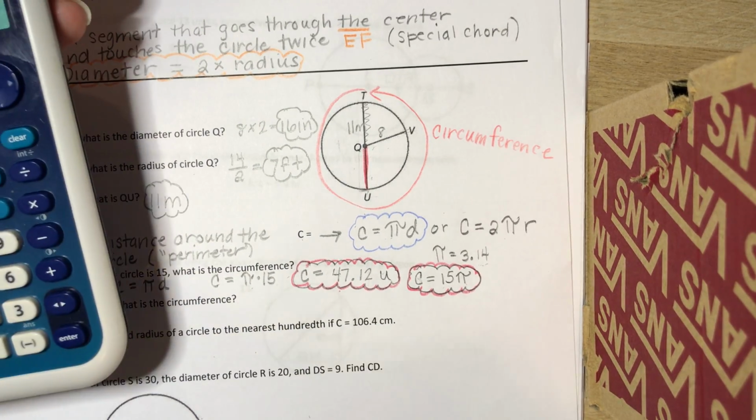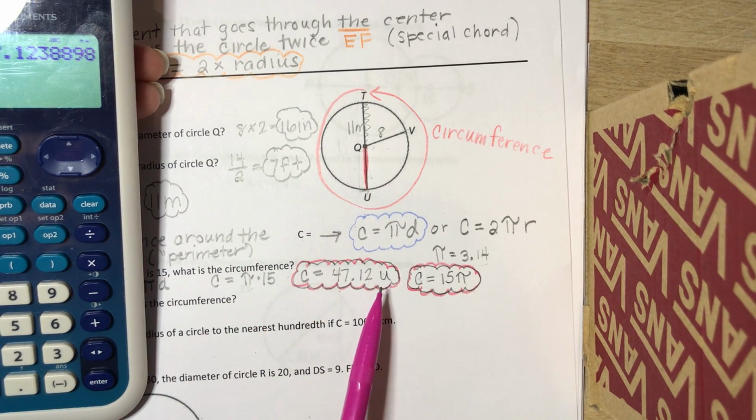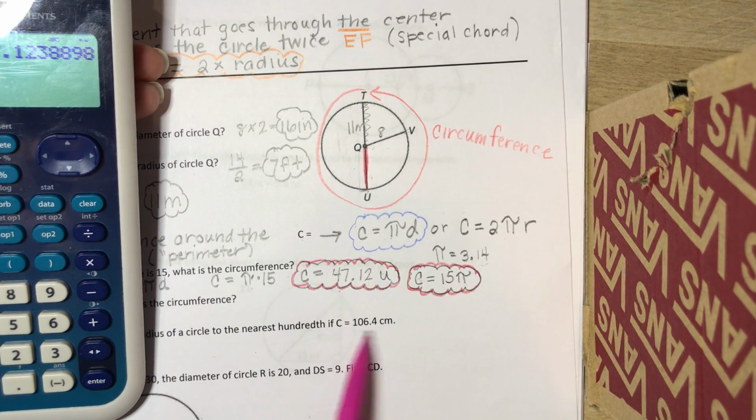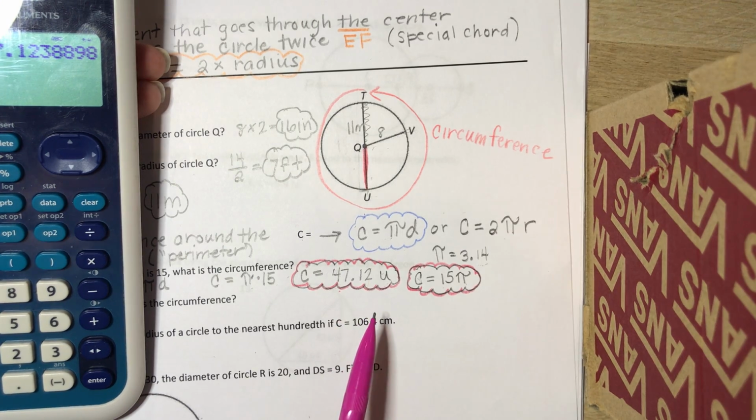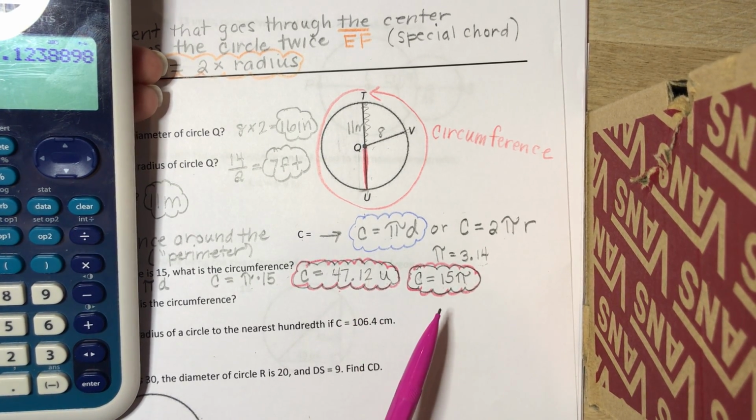When we talk about circumference, just like perimeter, the units are always just regular units. It could be centimeters, it could be inches. Only when we talk about area will our answers be squared.